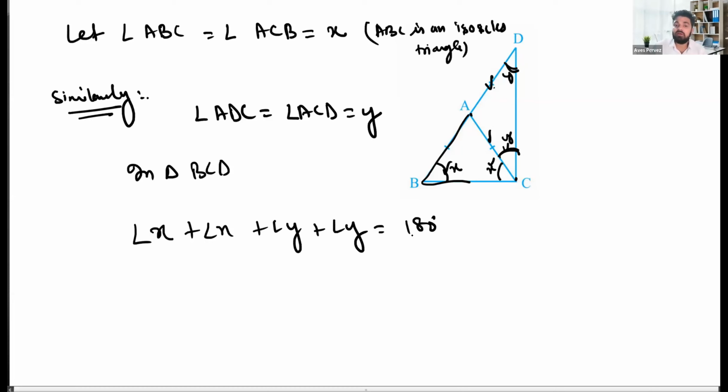Yes. Stop writing, Rima. Just listen to me. If it is X, this is also X. If it is Y, okay. So, the sum of all the angles will be 180 degrees. Sum of all the angles.